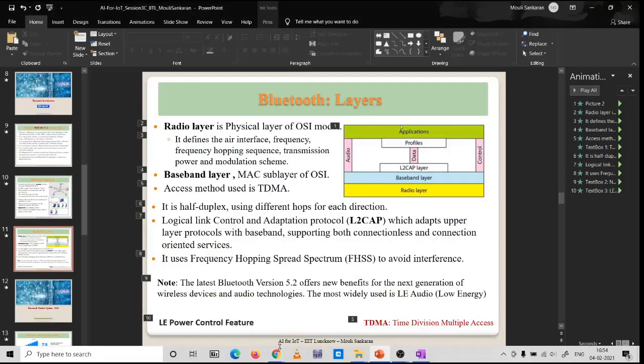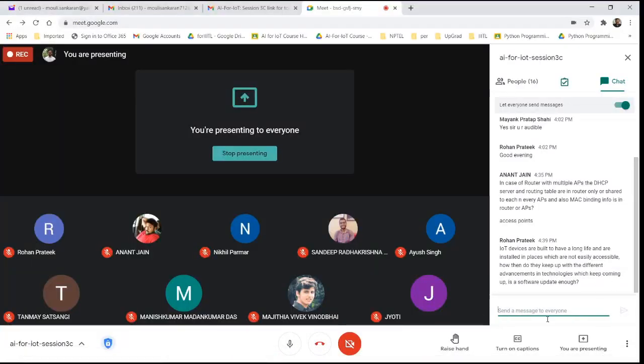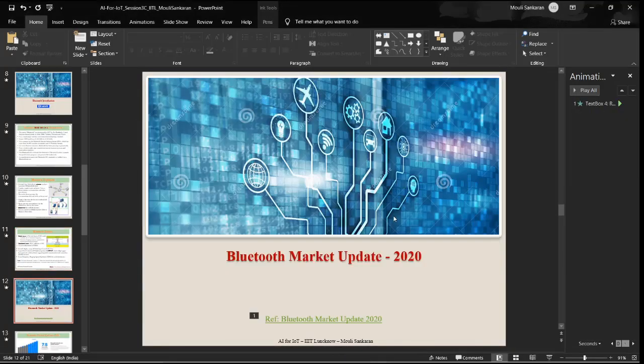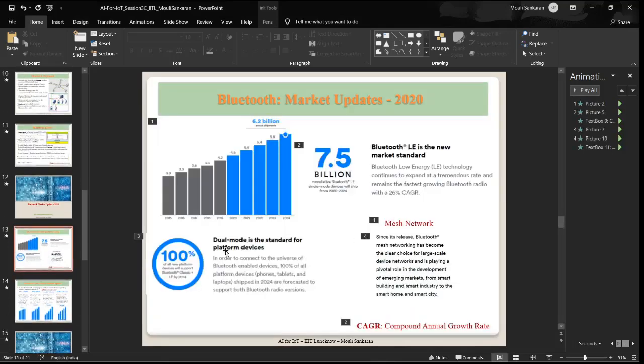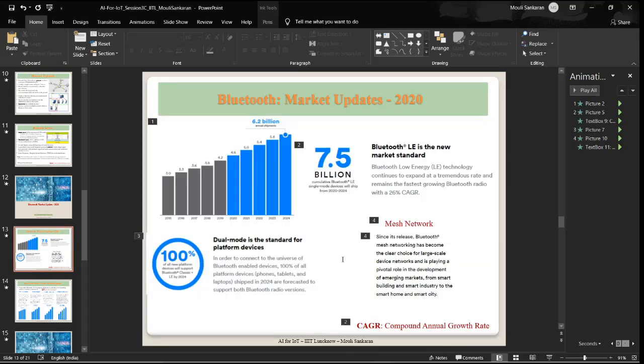Let me see whether there are any questions, and time is already up more or less. Okay, no questions. Should I stop here, or should I complete the Bluetooth? Yeah, I have done it. One market update, I will send it to you. You can see it. It's not a big thing, just for knowledge's sake. I have given a link also, I think. You can read it.